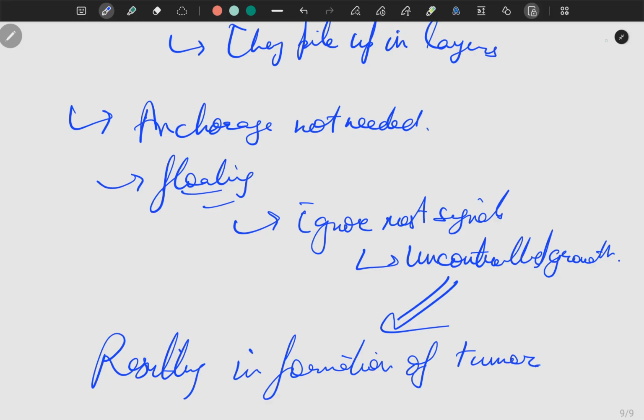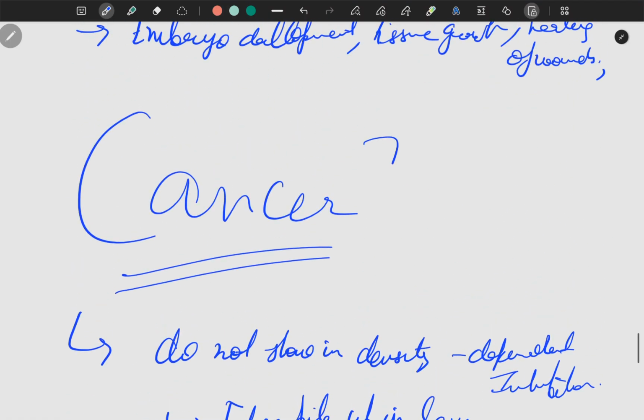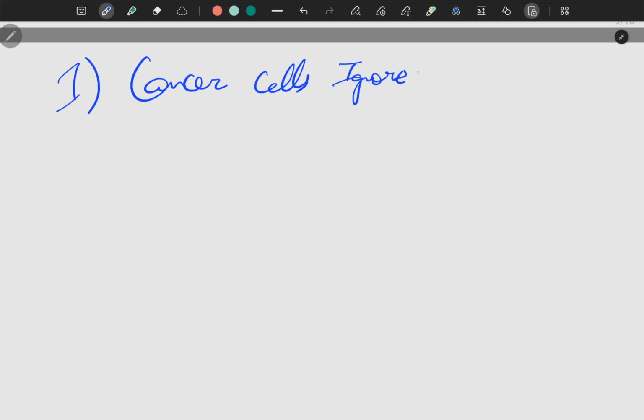What is a tumor? This is because they have the ability to transform. They transform into something which is different from the normal cell cycle. Now let's talk more in detail about that. Cancer cells ignore normal growth signals.